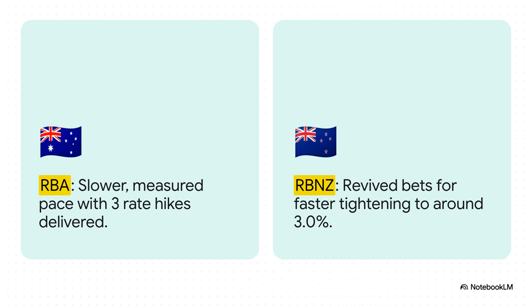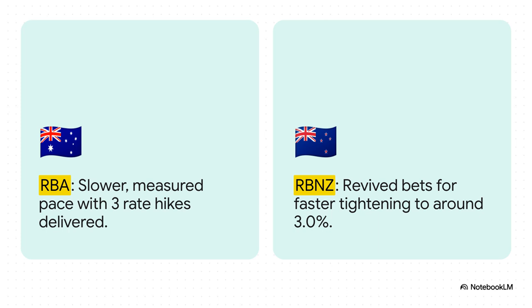So, what does this all mean? Well, it creates a very real fundamental narrowing policy gap between Australia and New Zealand. On one hand, you have the Reserve Bank of Australia taking a much slower, more measured approach after delivering 3 rate hikes. But contrast that with the RBNZ, where we are seeing a distinctly hawkish pivot.